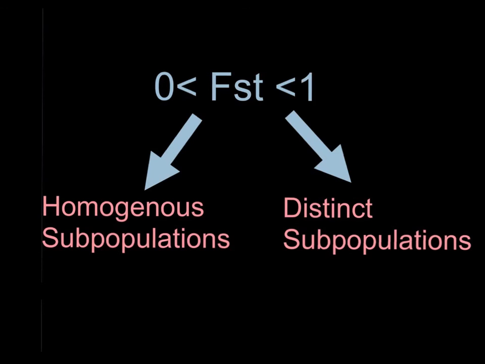Therefore, to conclude, high FST values indicate distinct subpopulations, whereas low FST values indicate homogeneous subpopulations.